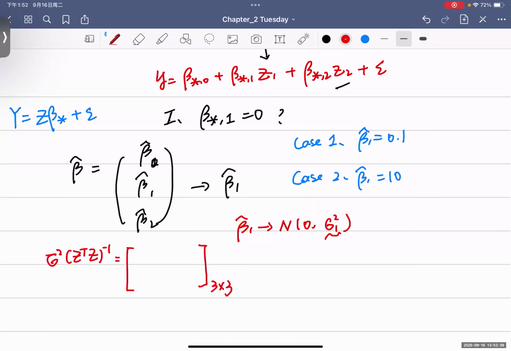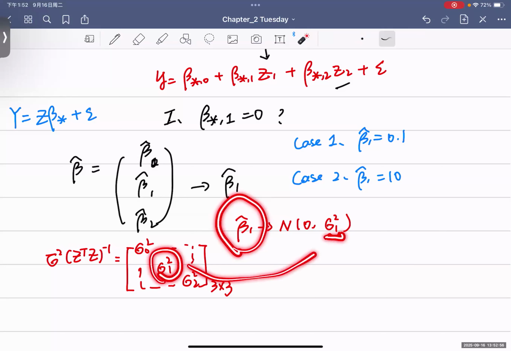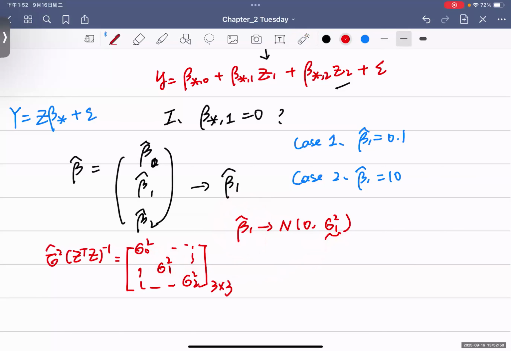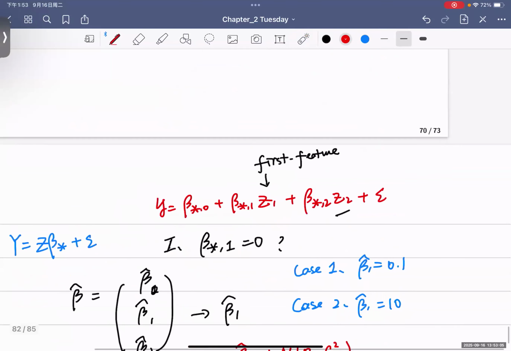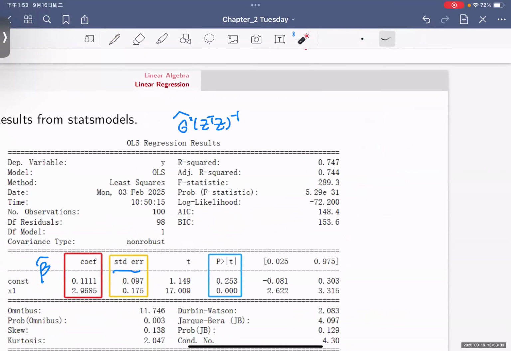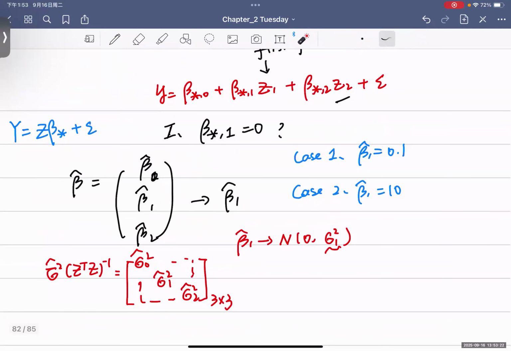3 times 3 matrix. So here we have 3 diagonal elements: sigma 0 square, sigma 1 square, sigma 2 square, and the other elements stand for the covariance. So this term's variance comes from here, and we can just use sigma 1 hat to estimate it. This is why the earlier table has the standard error. The standard error stands for sigma 0, sigma 1. And now we find that beta 1 hat becomes normal with mean 0 and variance sigma 1 square.